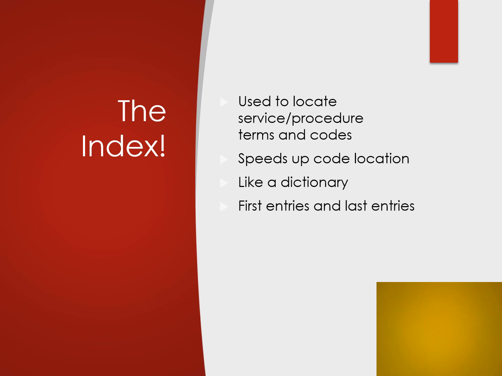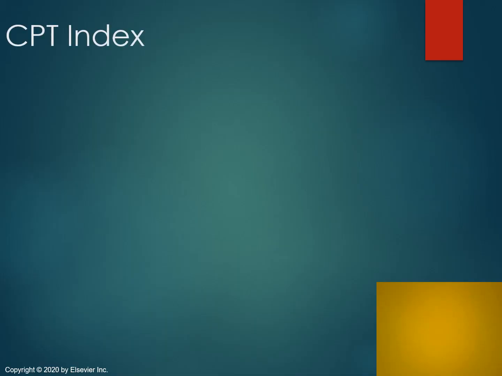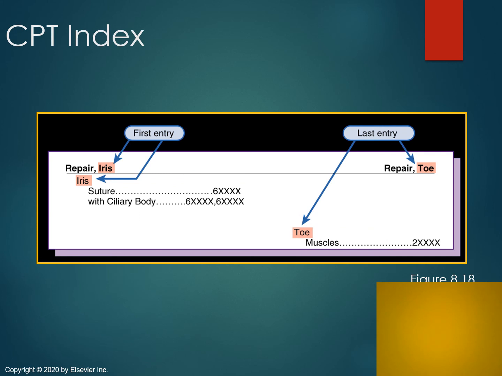The first entries and the last entries. Here we go, right over here. Here's an example. Repair is the main term, right? The first entry. And here we go, iris is the body site, right? And then the actual procedure is suture.